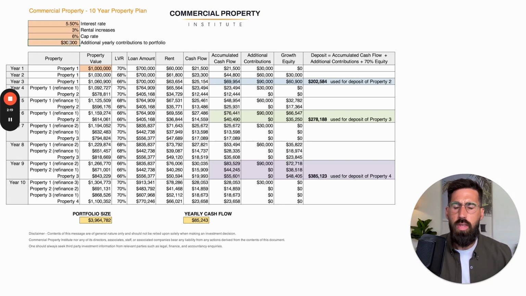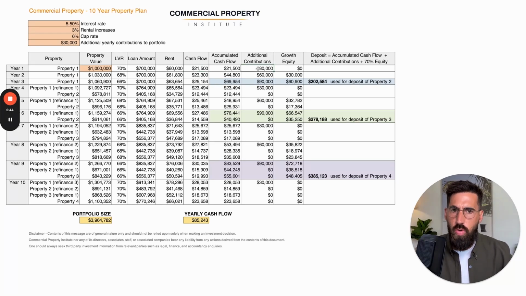So let's have a look at the numbers. Let's say we start off with a $1 million purchase price on your first property. With a 70% LVR, that equates to a $700,000 loan, and you're going to have interest on that loan. So an interest rate of 5.5% on $700,000 with a net rent of $60,000, you're going to end up with around a $20,000 cash flow from this property in the portfolio.